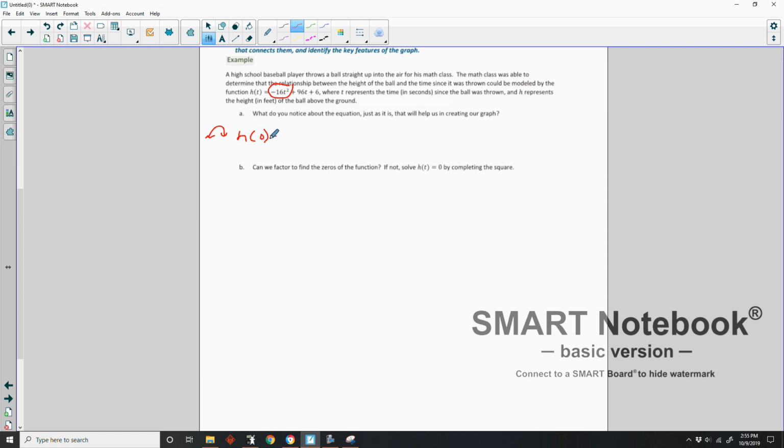H of 0, in other words, when t is 0, we'd get 0 plus 0 plus 6. H of 0 is 6. So if we were to graph this, we would go up to 6, and our parabola would start at 6 on the y-axis. So that point is the point (0, 6). That's our y-intercept, the constant.